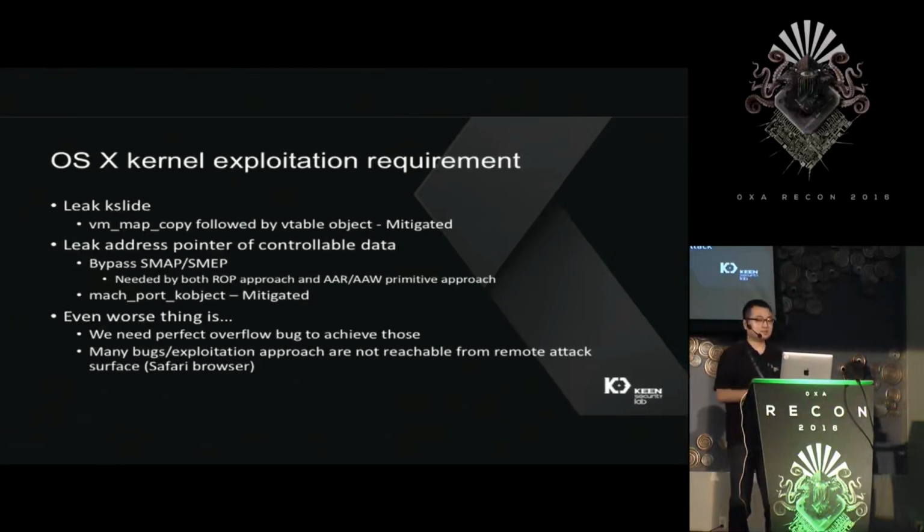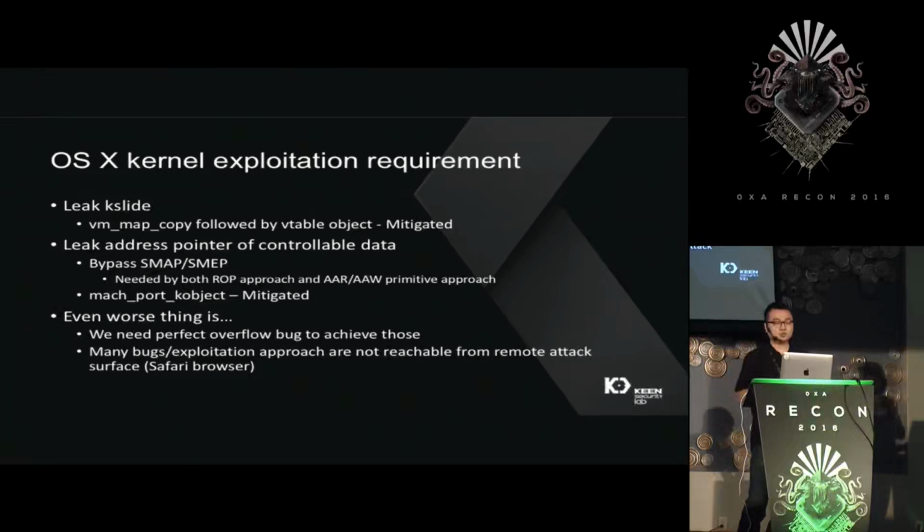So let's look at the kernel exploitation requirements in OS X. First, of course, you need to leak the KASLR slide so that you can bypass KASLR, and currently Apple has done a lot of mitigation on it. Also, you need to leak the address pointers of controllable data. This was previously done by the Mach port kernel object, but this was also mitigated before Capitan. And even worse, we actually need a very perfect bug to achieve those.